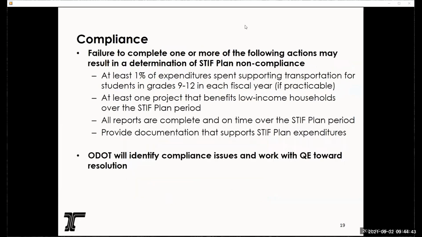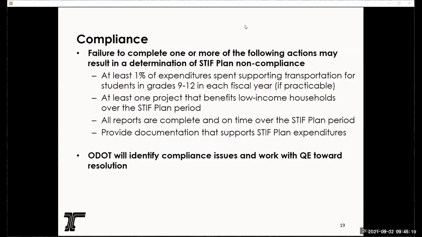Lastly, we're going to cover compliance. The 4 bullets here are really what are going to find a QE or PTSP out of compliance. Failure to complete one or more of the following actions will cause that non-compliance. At least 1% of STIF expenditures based on STIF funds received must be spent on supporting students in grades 9 through 12 in each fiscal year, if practicable, determined by the OTC.